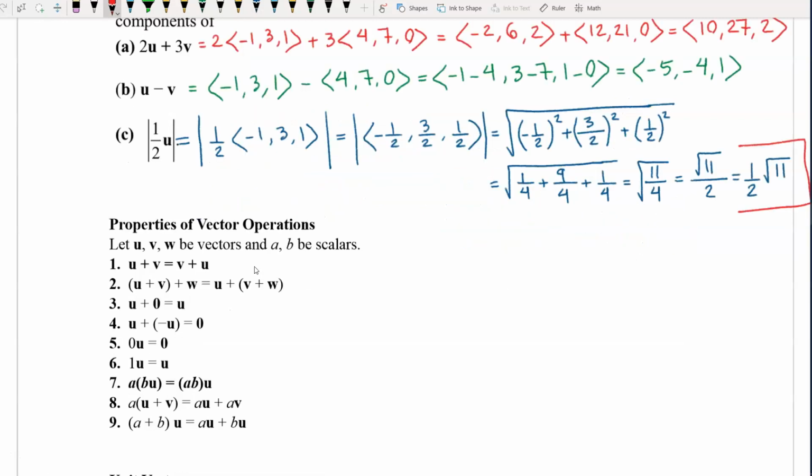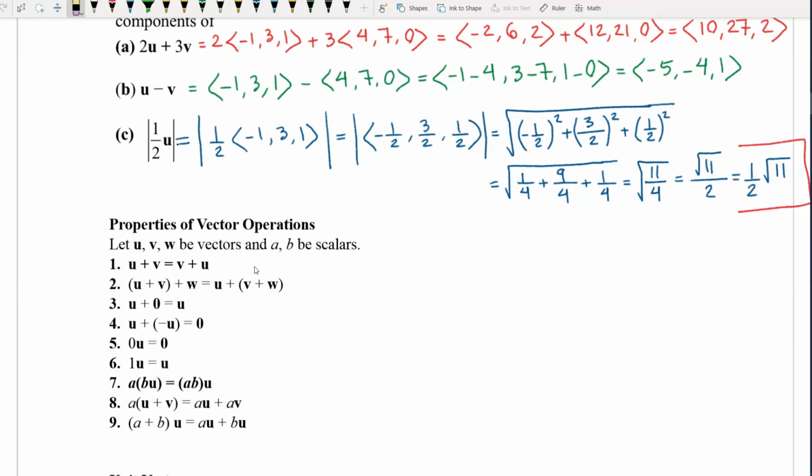Now on this part we have properties of vector operations. So here we have these three vectors, u, v, and w, and a and b are scalars. So here number 1, adding these two vectors, we have u plus v, this is equal to v plus u. We can switch order. In here, number two, we have u plus v plus w, this is equal to, so I move this parenthesis here to this part. So here we have u plus, now we have v plus w inside parentheses.